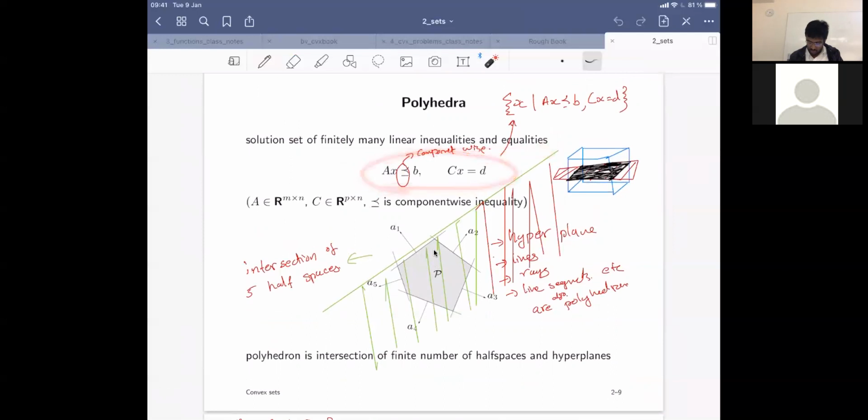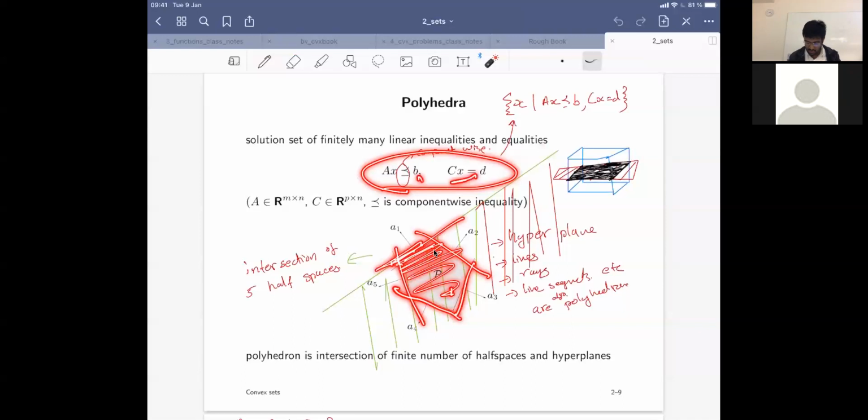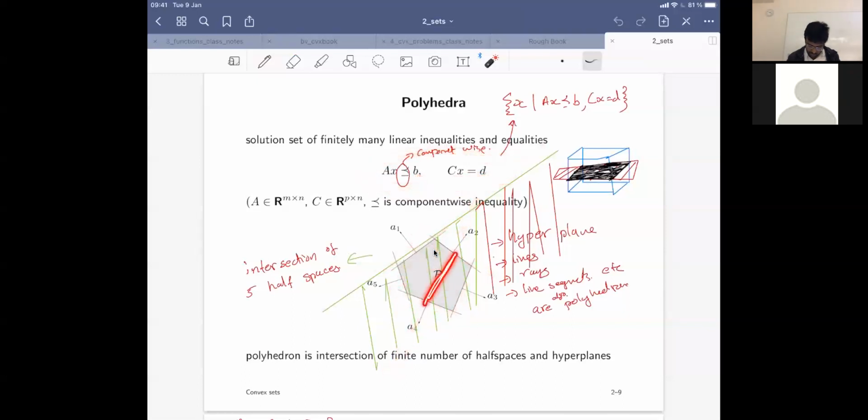So you have many sides here, many half spaces corresponding to each equation. Then you take the intersection here. But what happens if you take this inequality here? Then you will get a line here. And when you take the intersection, you will only get this line segment. That is also a polyhedron, just a line segment. Because you already have this internal surface of the polyhedron, this line doesn't add anything, really.